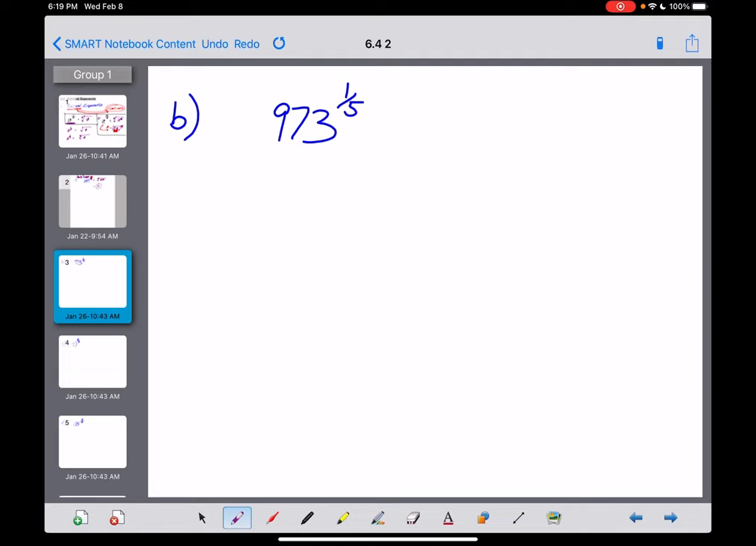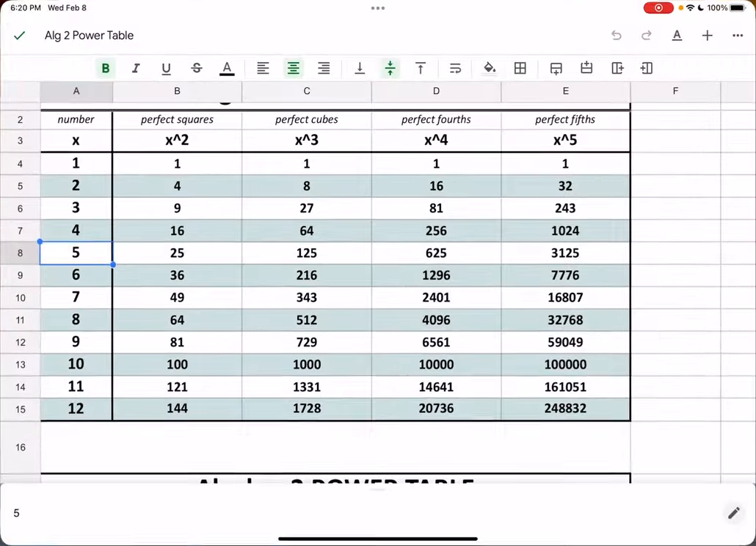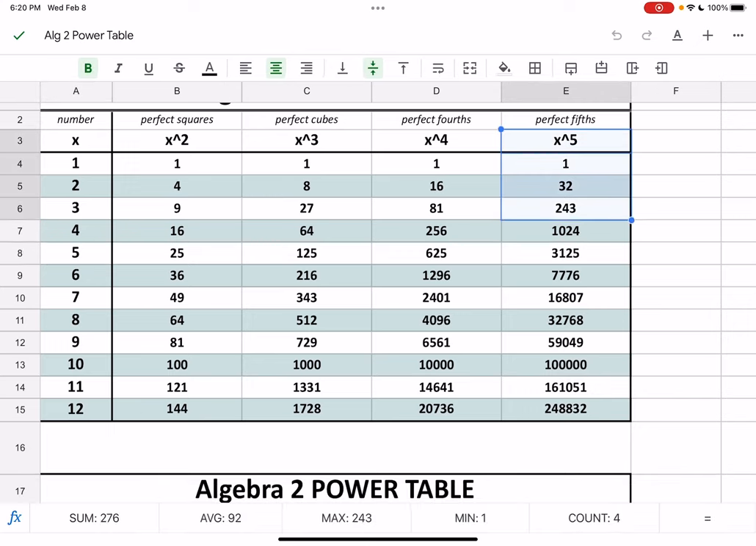So the first thing we're going to do, just like the last problem, is change this into a radical. 973 will be the radicand, and the denominator of the fraction, 5, becomes your index. And again, when your numerator is 1, you don't really have to worry about that at all. So what are we supposed to do with the fifth root of 973? Well, we would take a look at our column of perfect fifths over here on the right, and we would hope that we see 973. We don't. Okay, so 973 itself is not a perfect fifth.